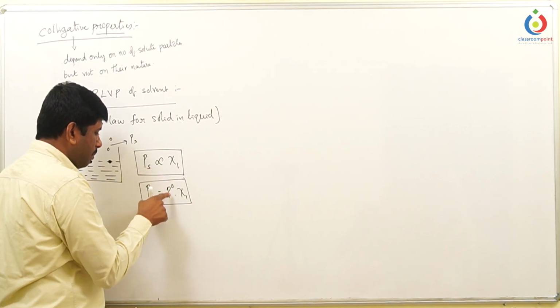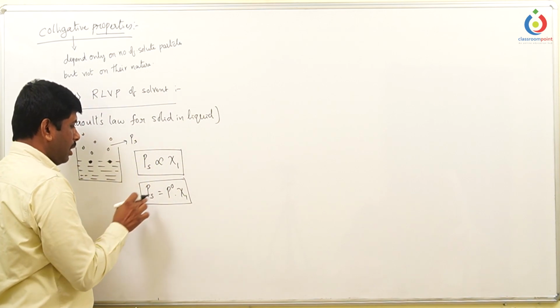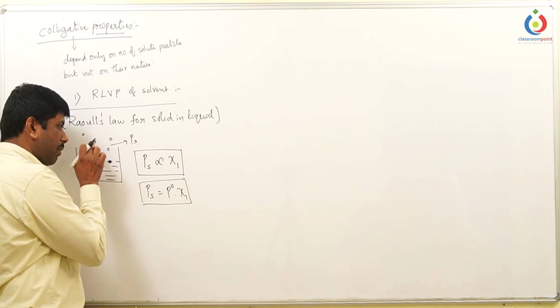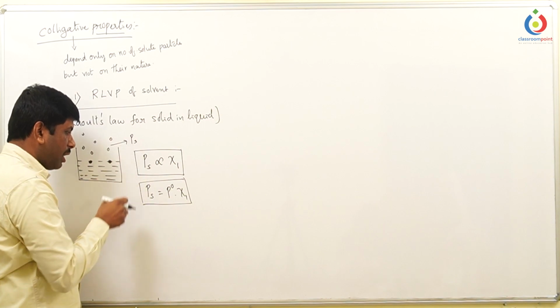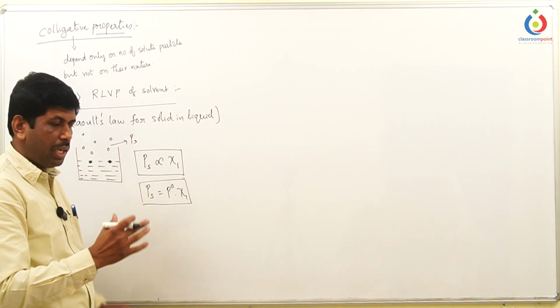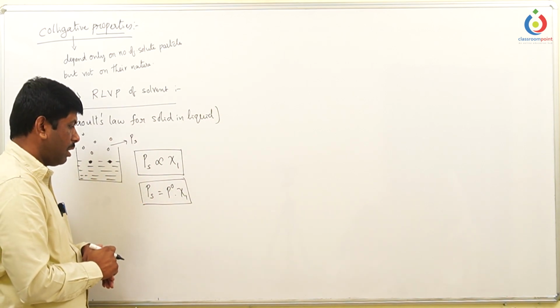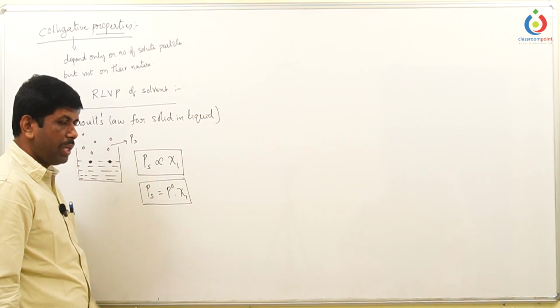Why is the proportionality symbol replaced by P0? Because P0 is the vapor pressure of the solvent at that particular temperature and it remains constant as long as temperature remains constant. That's why PS is equal to P0 into X1.